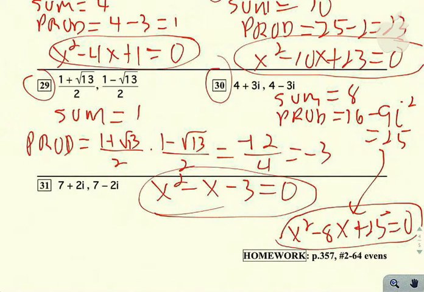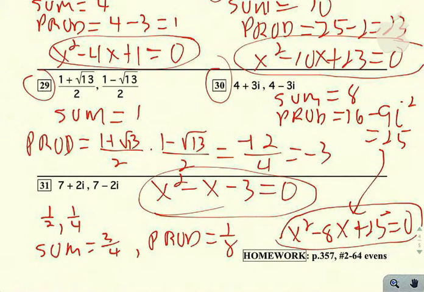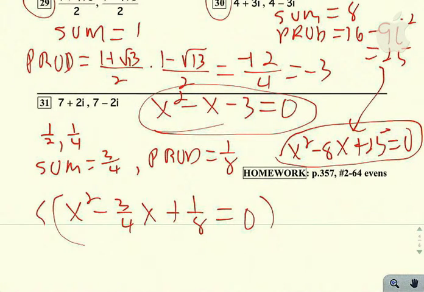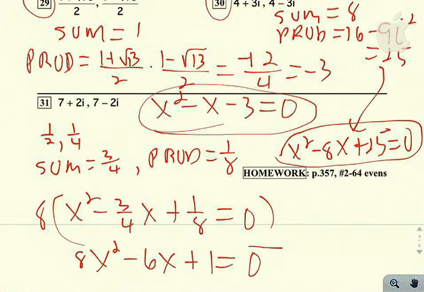I'll do one more. Suppose we had 1/2 and 1/4. If you add them, you get 3/4. If you multiply them, you get 1/8. So the equation so far would be x squared minus 3/4 x plus 1/8 equals 0. And we want integer coefficients, so multiply both sides by 8. 8x squared minus 6x plus 1 equals 0.